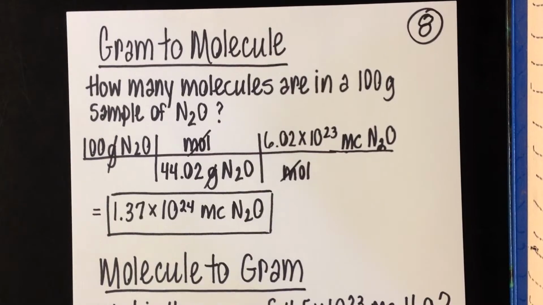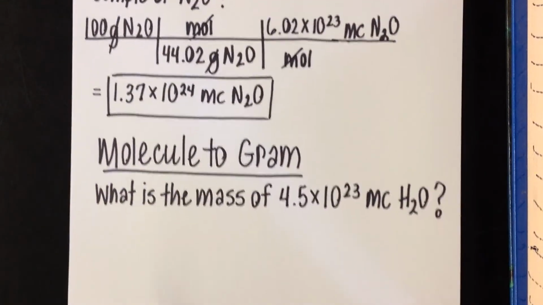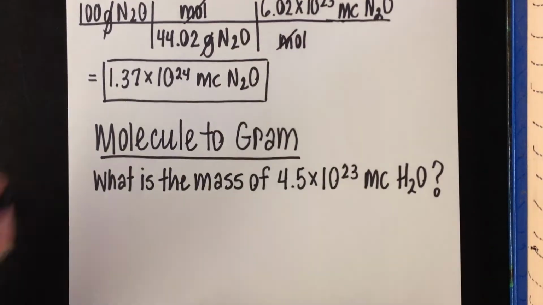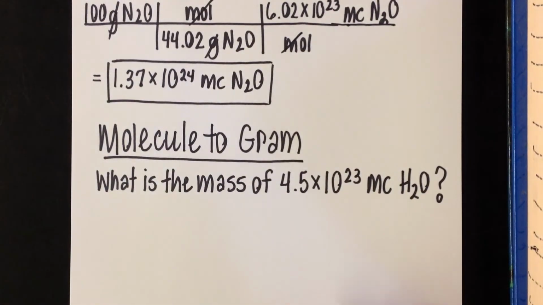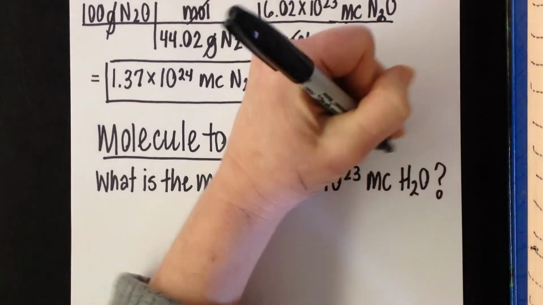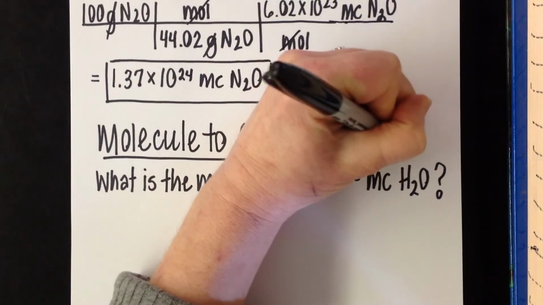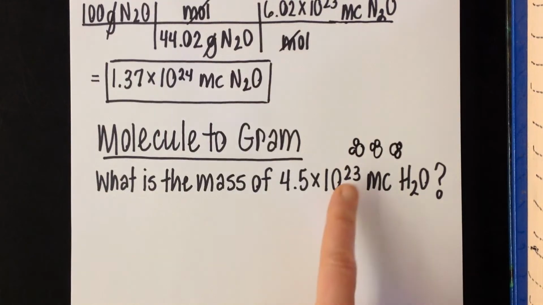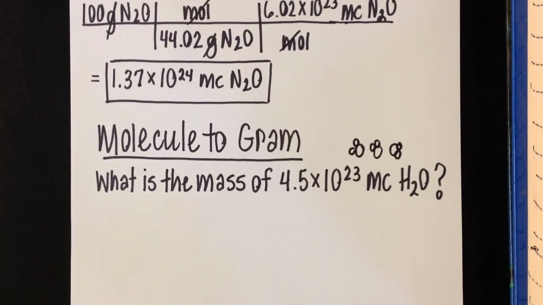So now let's look at going the other way, and this is the sample with water. What is the mass of 4.5 times 10 to the 23rd molecules of water? So this time, think about, okay, if I had that many little water molecules, the little H2Os, we always draw them like this when we're drawing their pictures in chemistry. If I had this many of those and I lined them all up, what would be the mass of that amount of water molecules? That's what we're figuring out. Just to kind of give you some sort of relationship on the size of that sample.